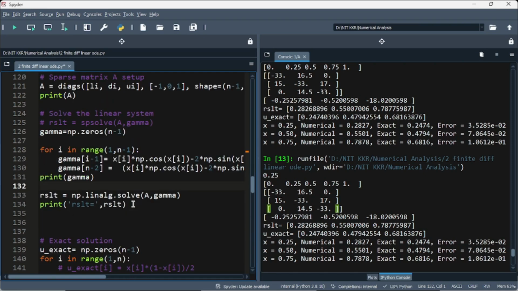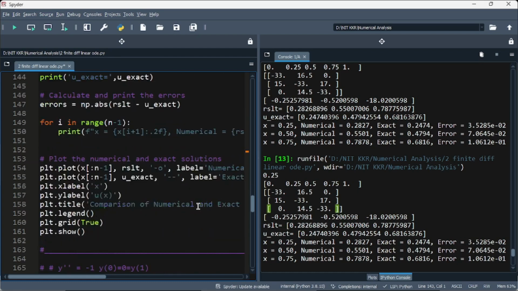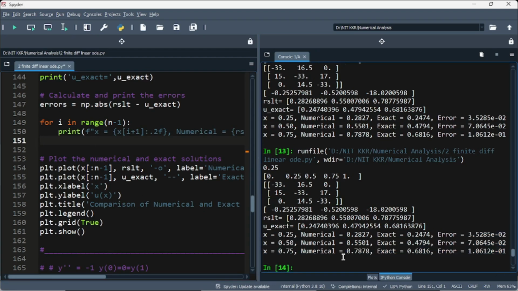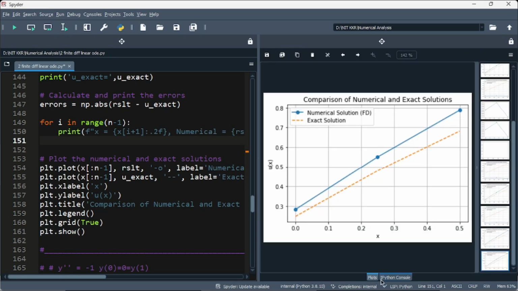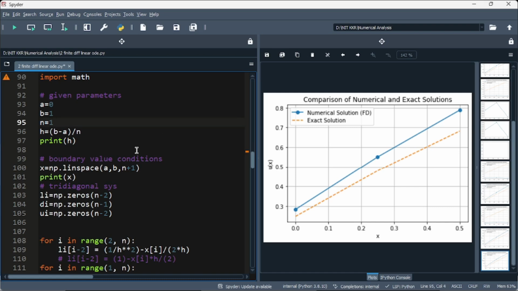So after that, we will solve the system, np.linalg.solve with a and gamma, and we will get the result. And the exact solution for this is basically sine xi. We have just considered that this is the exact solution, and we'll compare this and find the error, the absolute value of the result minus exact solution, and we'll plot this. Now you can see here, this is the error. Yeah, obviously there is a slight error, that you will see in this particular graph. If I increase the mesh points, then it will be slightly more accurate.